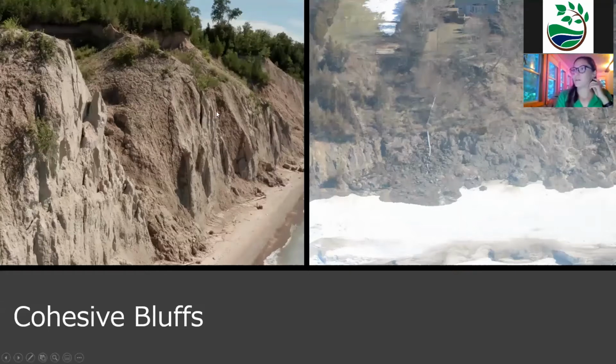The photo on the left is that example of the hard bluff. And the one on the right is the example of when it gets saturated and starts to flow. This photo is just after the spring melt, actually. So you can see that bluff flowing on top of the ice.